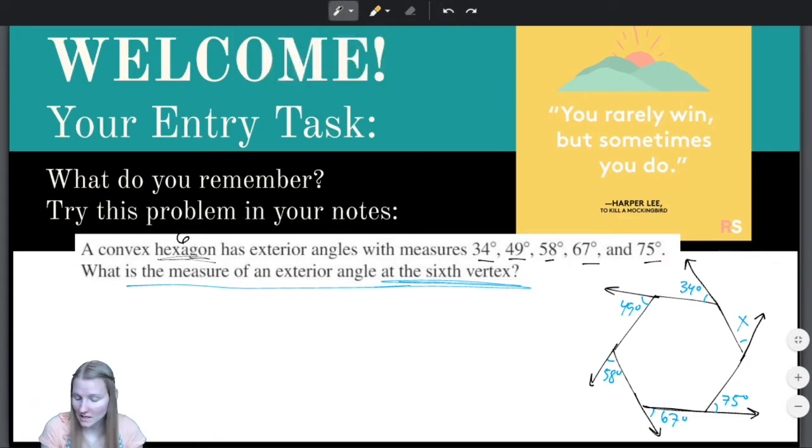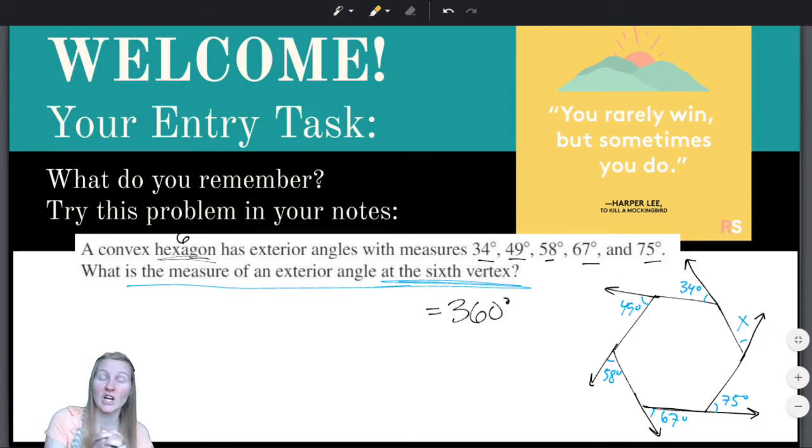So, I know that all of these exterior angles should add up to 360 degrees. That's what the polygon exterior angle theorem tells me, that the sum of the measures of all the exterior angles equals 360 degrees, no matter how many sides we have in this shape.